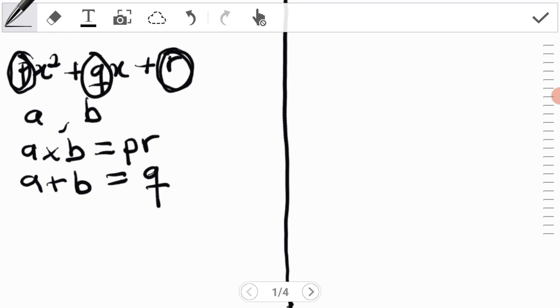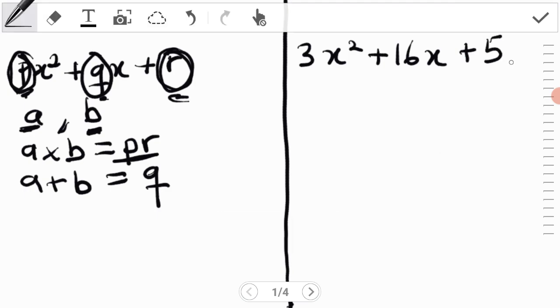So when you multiply this and this, it should give you the multiplication of p and r. And if you add this and this, it should give you q. When you get that, you know you are really doing something. Let's take an example for you to really understand. So let's say we have 3x squared plus 16x plus 5.